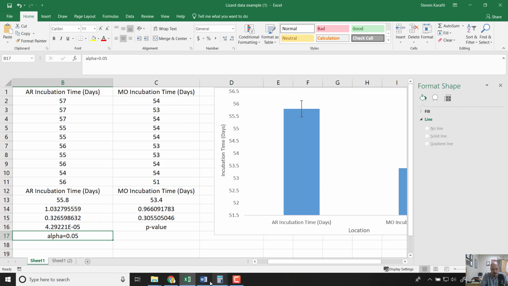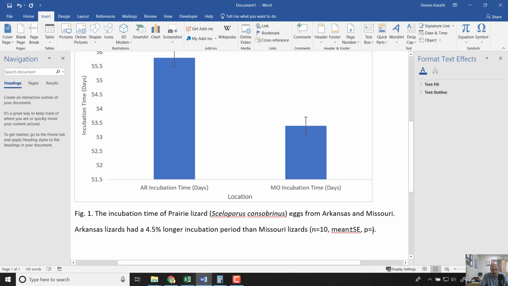And so what we do is we go back to our caption, and I could copy and paste this, 4.29 times 10 to the negative 5th, okay? That'd be fine. Or I could say, with a number this small, that p equals less than 0.05. That would be okay as well. But I'm going to go in here and just say p equals, and I'm going to paste it in there. Okay? That's one way to do it. Or you could say p equals less than sign 0.05. That's the other way to do it. Okay? That's your caption and your t-test.